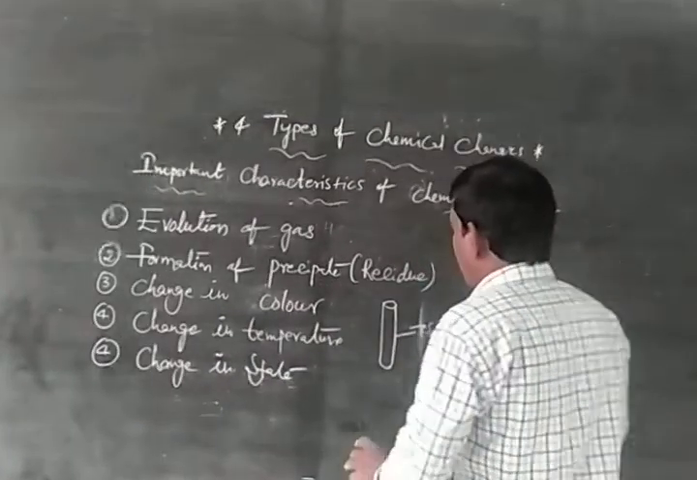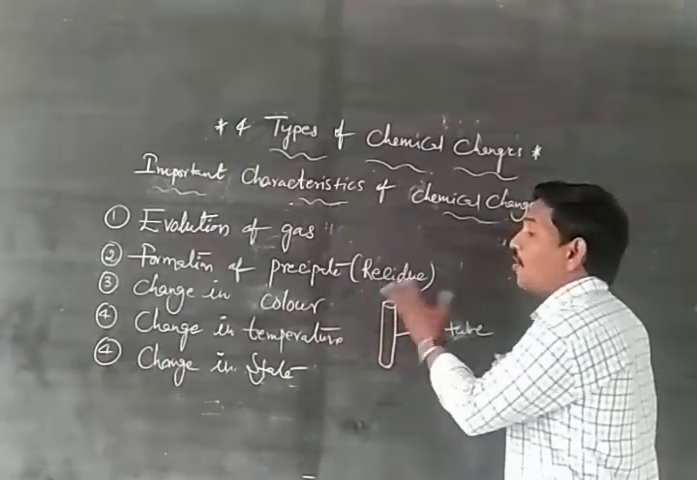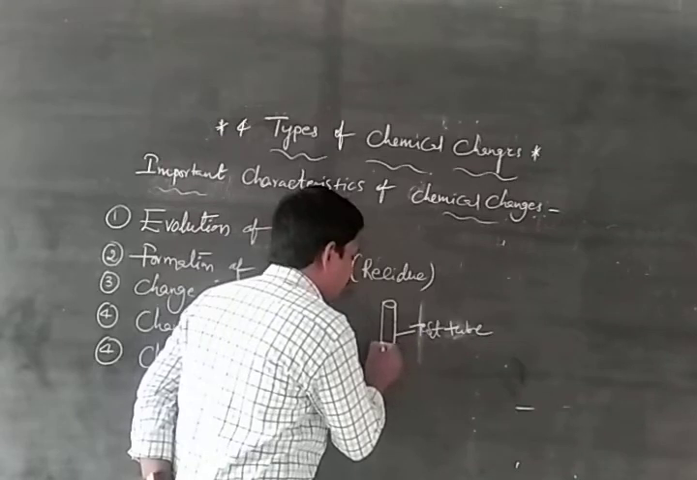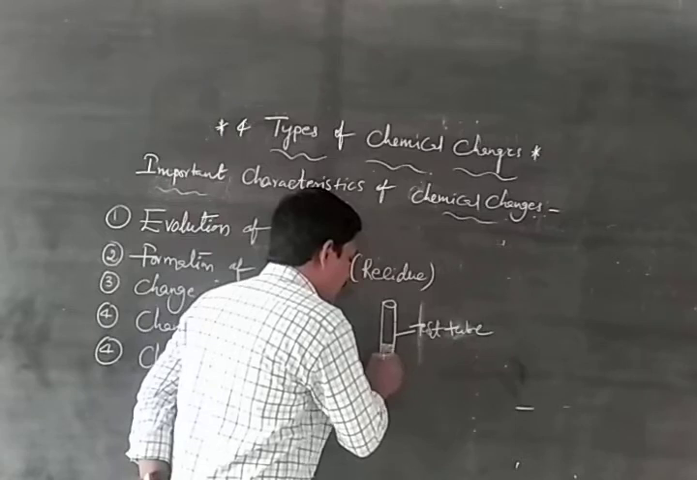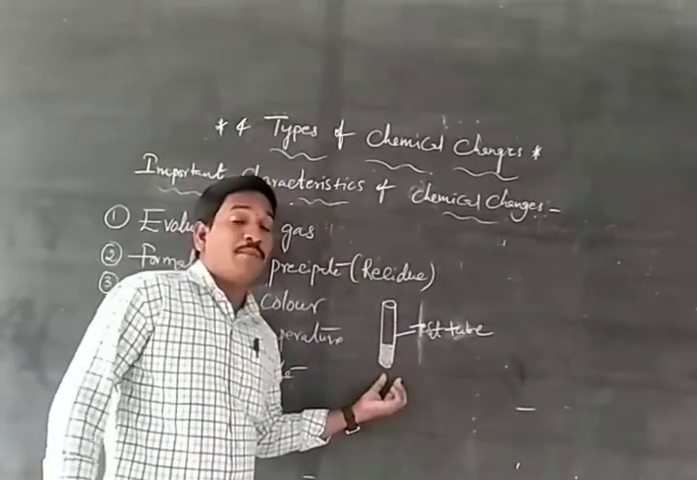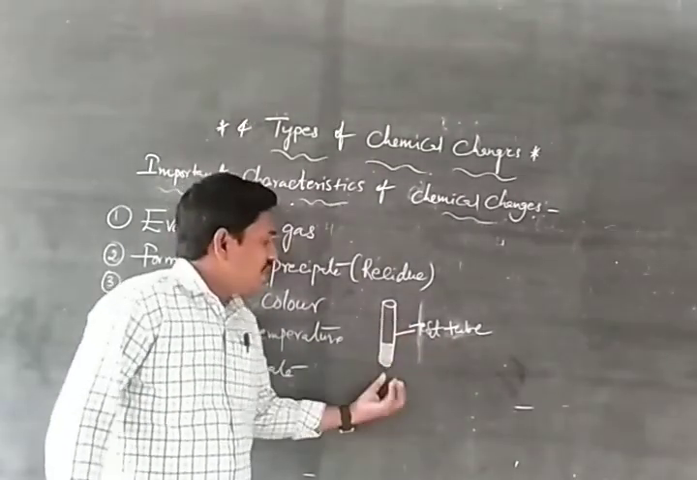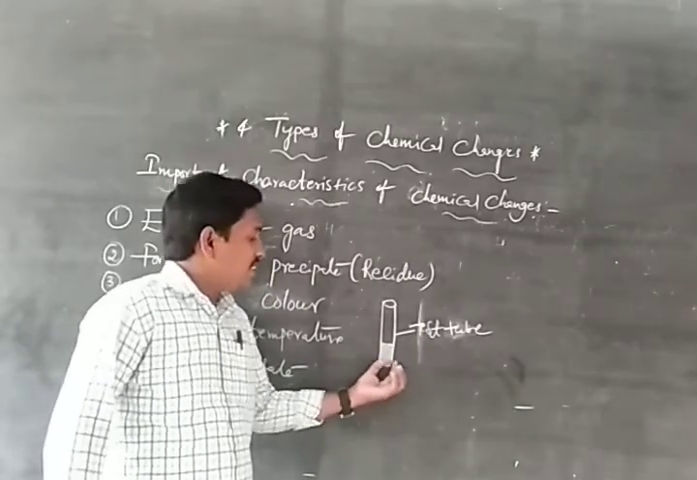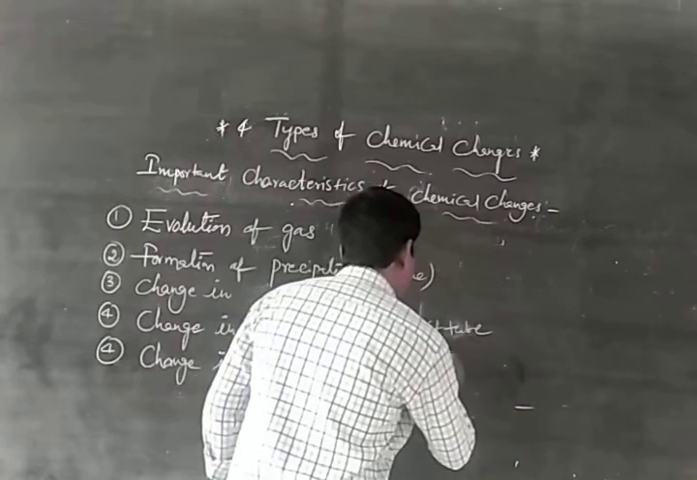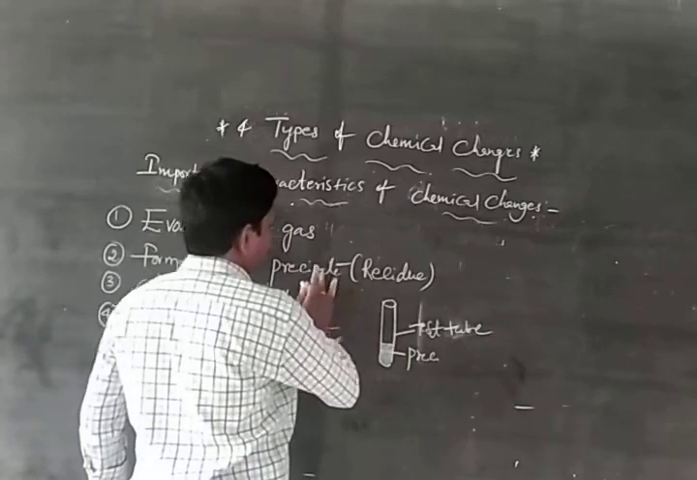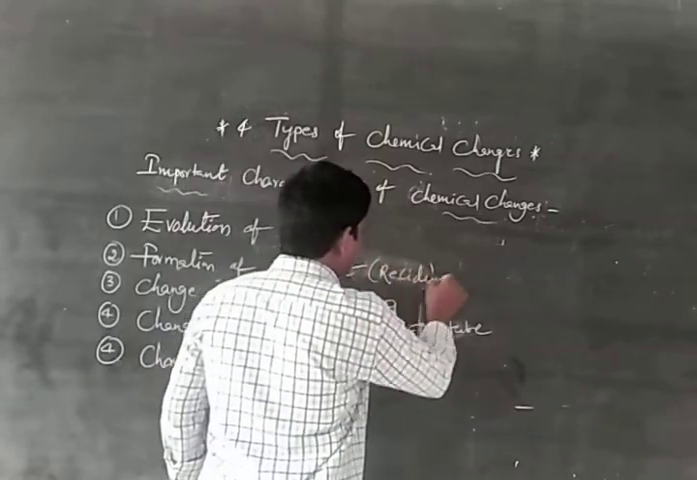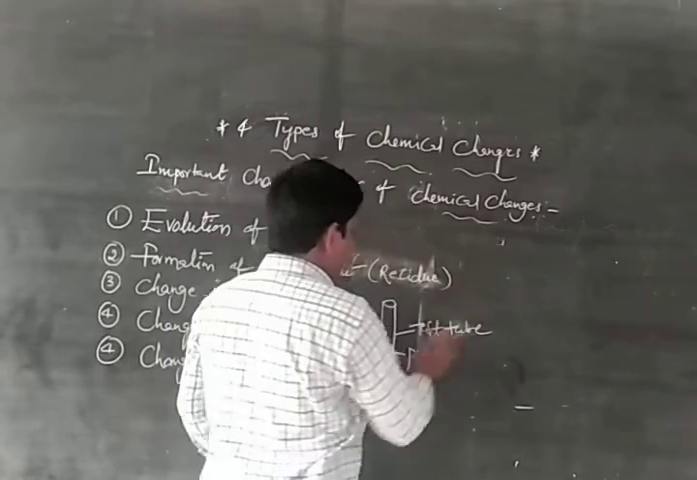after taking the chemical substances in a reaction, after some time, some changes take place in a test tube. Like this, some residue is formed at the bottom of the test tube. At the bottom of the test tube, some residue or the remaining part is settled down. That is called precipitate or residue. Okay, this is called precipitate.